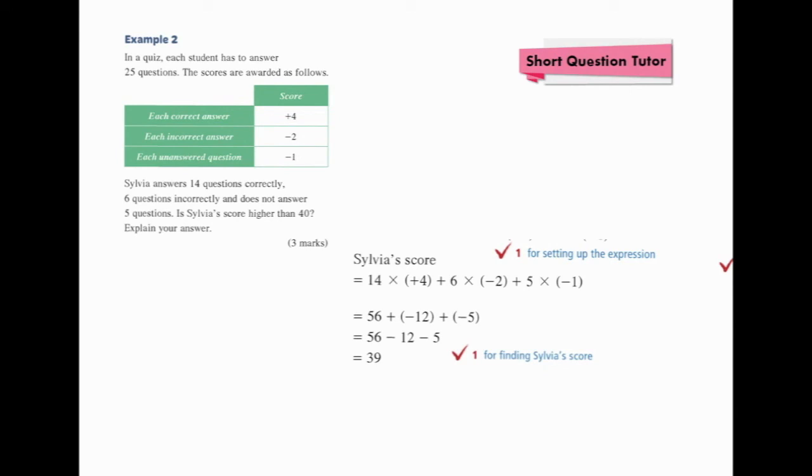To obtain the final mark, we will need to give an explanation to your answer. The question is asking whether Sylvia's score is higher than 40. Since 39 is less than 40, that means Sylvia's score is not higher than 40. We can obtain the final mark if we give the correct answer and explanation. Note that you cannot get this final mark if you just write down the conclusion without an explanation.